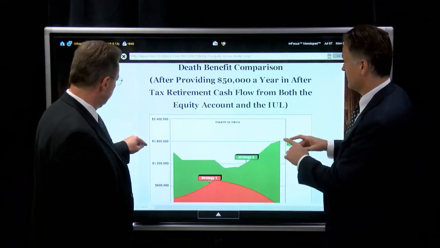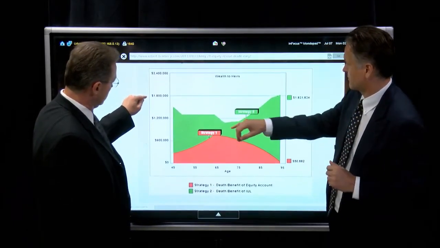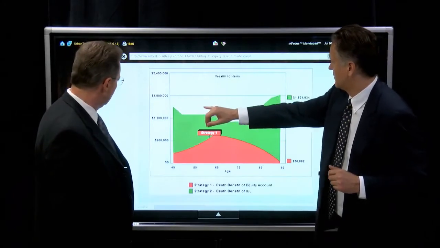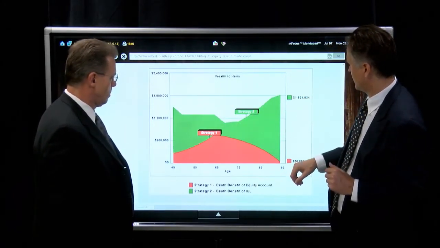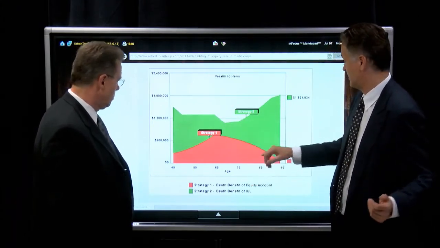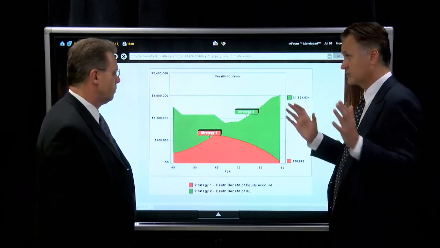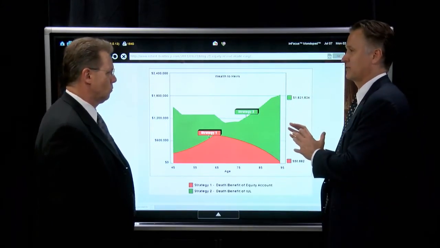As you can see on this graph, again produced by InsMark's Wealthy and Wise software, the wealth to heirs with the cash value policy ends up at $1,008,000 by age 95. The wealth to heirs with the equity fund, after we take the income out of it, is only $50,000. So there's just no comparison which plan is better for the client over time.